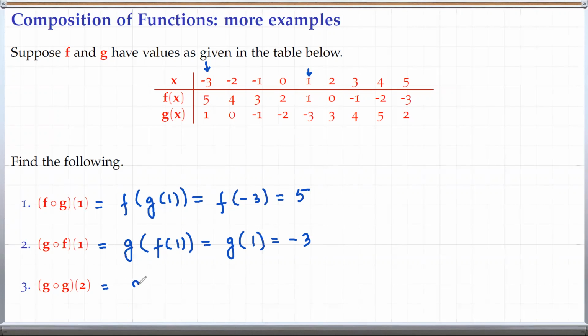The last one here, we want to find g of 2, which we can write like this. So g of 2 is 3. When x is 2, function g is 3. So g of 2 is 3. Now we want to find g of 3. So when x is 3, function g is 4. So this would be 4. G of 3 is 4.